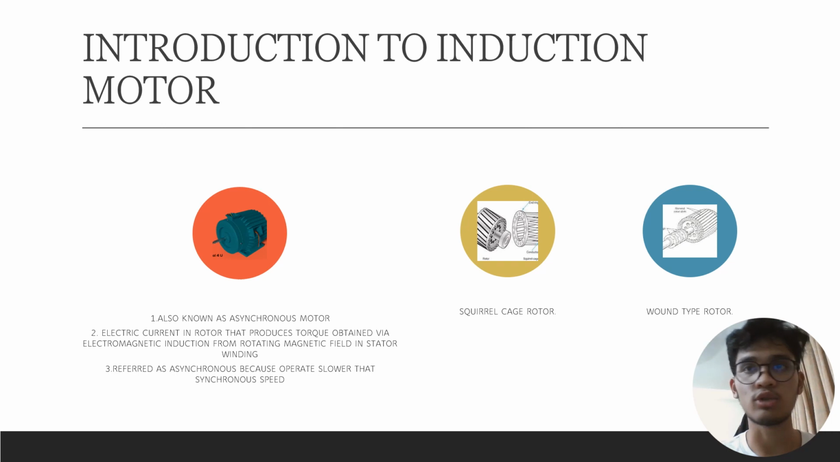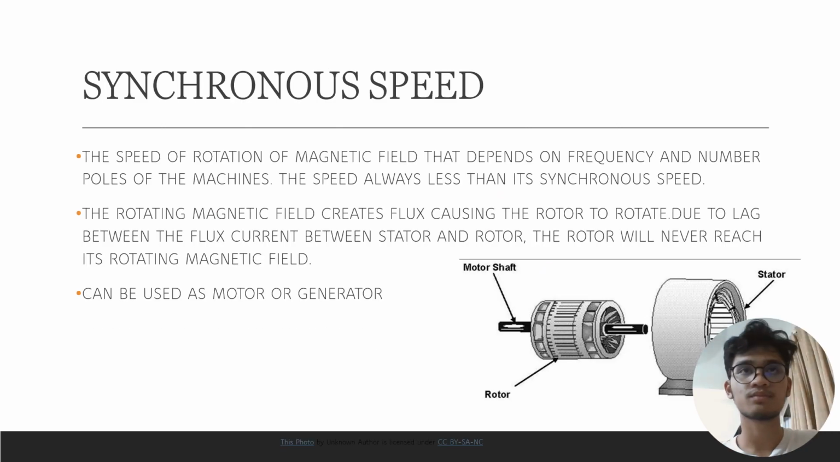So, let's go to the next slide. What is synchronous speed? Synchronous speed is the speed of rotation of the magnetic field in a rotary machine, and it depends upon the frequency and number of poles of the machine. The induction motor always runs at a speed less than its synchronous speed. The rotating magnetic field produced in the stator will create flux in the rotor, hence causing the rotor to rotate. Due to the lag between the flux current in the rotor and the flux current in the stator, the rotor will never reach its rotating magnetic field speed, in other words, the synchronous speed.